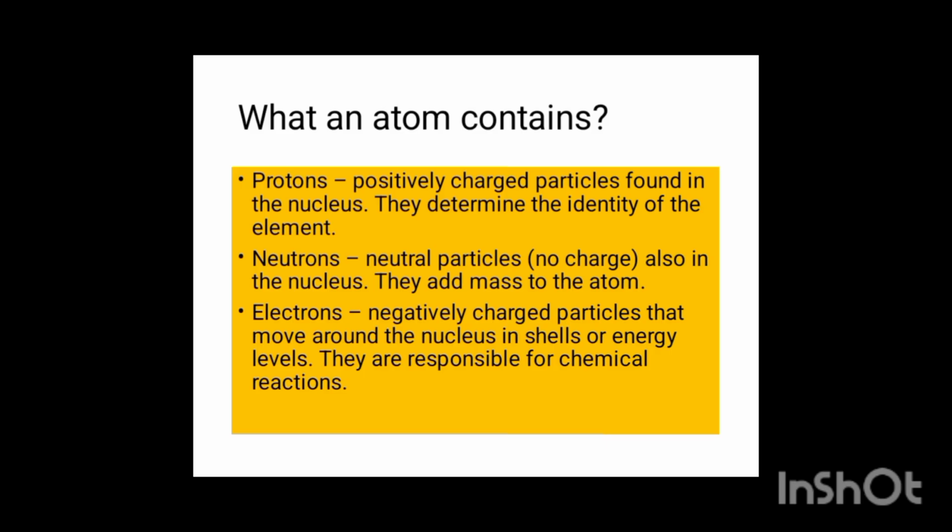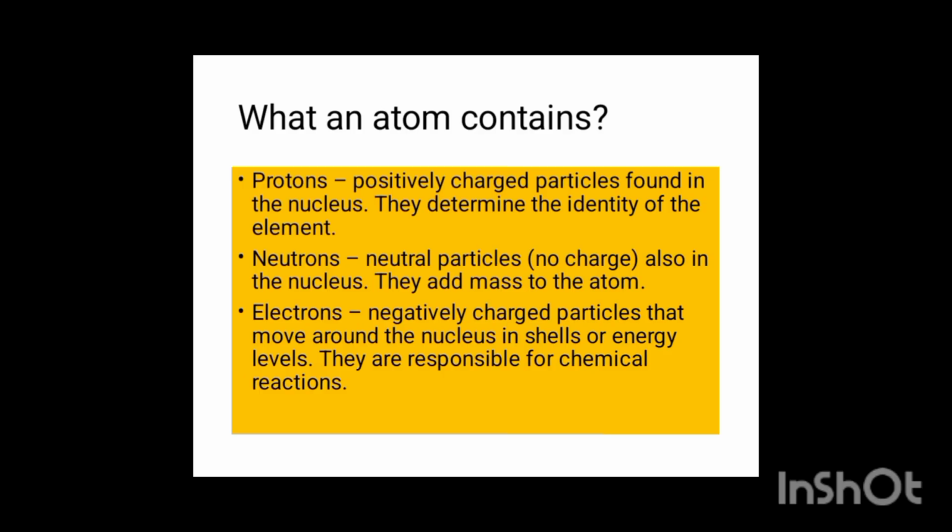What an atom contains, this is the main thing you should know about an atom. An atom contains three main things: first of all, protons, neutrons, and electrons. Protons are positively charged particles found in the nucleus. I told you about this. They determine the identity of an element. I told you that the identity of an element is basically protons, because elements are placed in the order of increasing atomic number. That is, atomic number is the proton number.